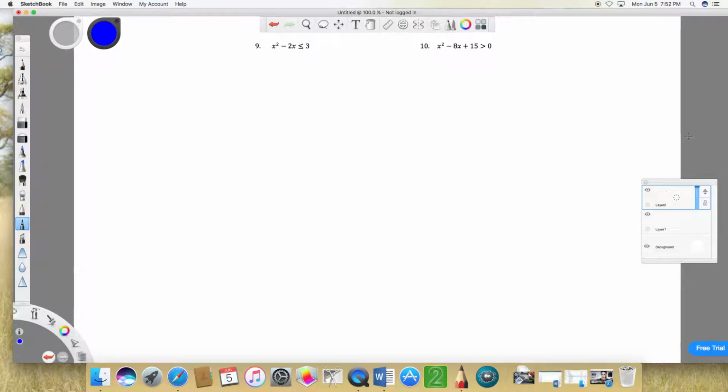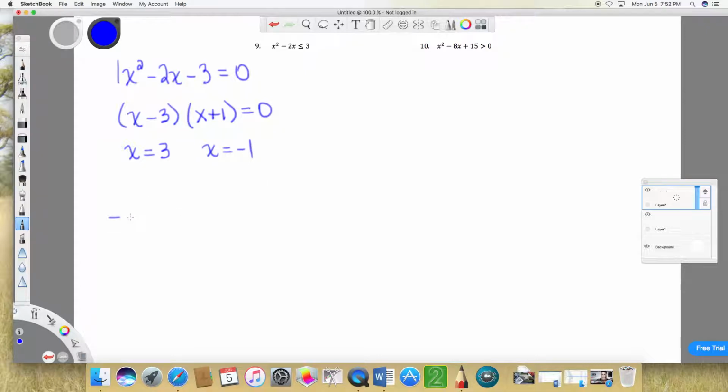Let's take a look at solving these two quadratic inequalities. In number 9, let's get this in standard form and set it equal to 0. We've got x squared minus 2x minus 3 is equal to 0. We can easily factor this with the leading coefficient of 1. This factors to x minus 3 times x plus 1. So this has solutions of positive 3 and negative 1.